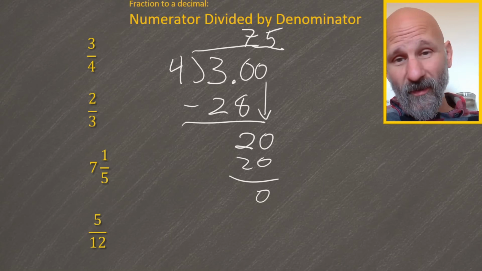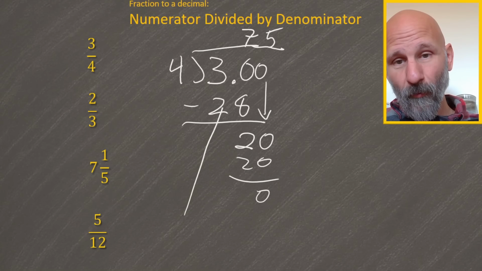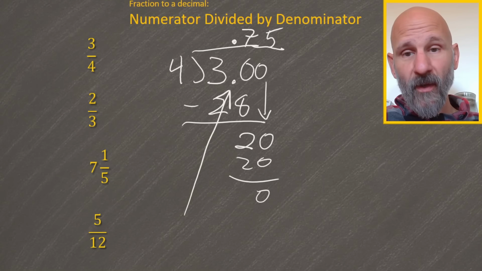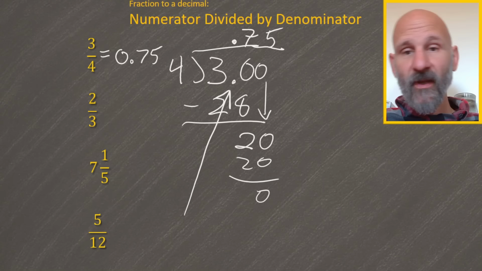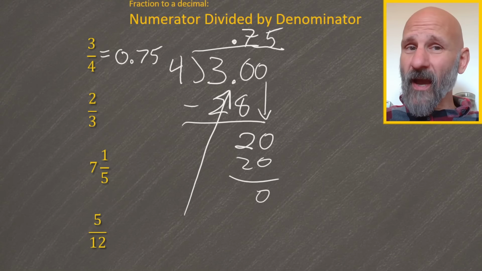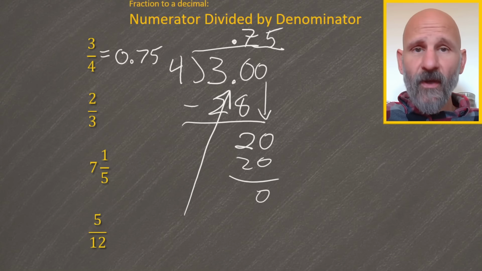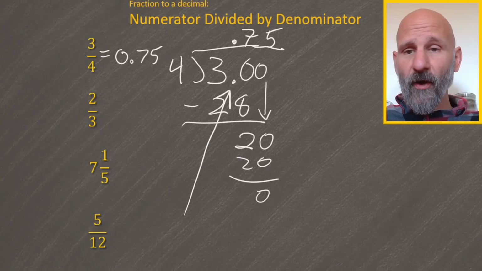Don't forget the decimal on these, right? We put a decimal right there. So that's got to go right up there. So 3 over 4 as a decimal is 0.75. We used long division. Now, if you have a calculator, you can just use the calculator as well. So it can go faster depending on what you're doing.